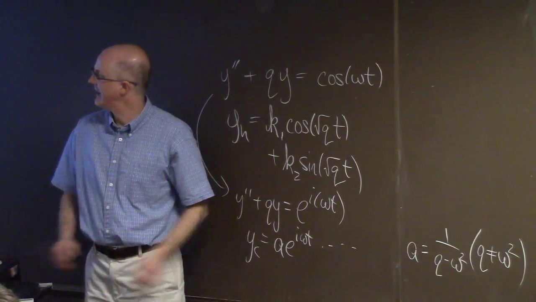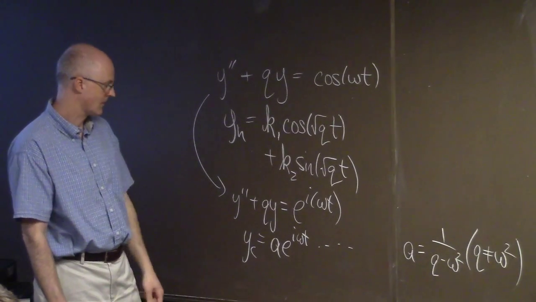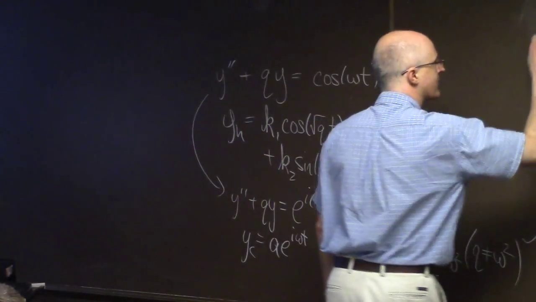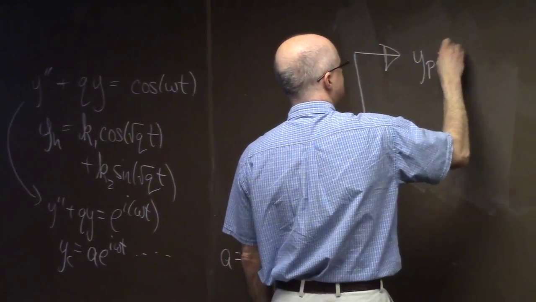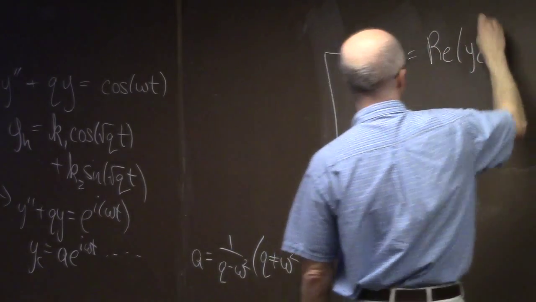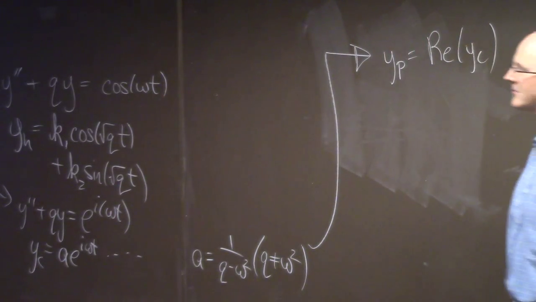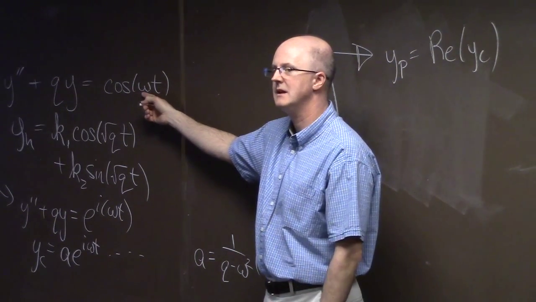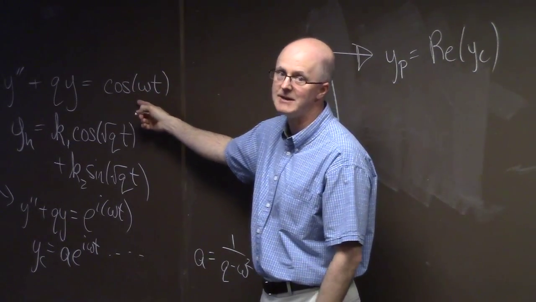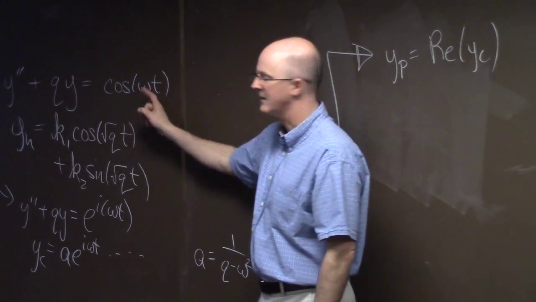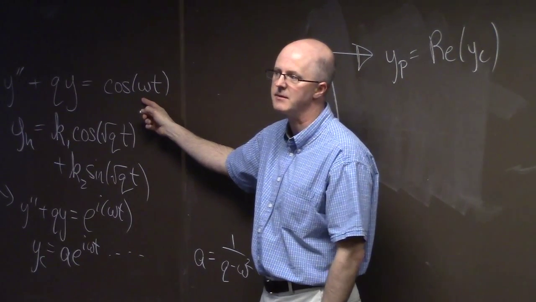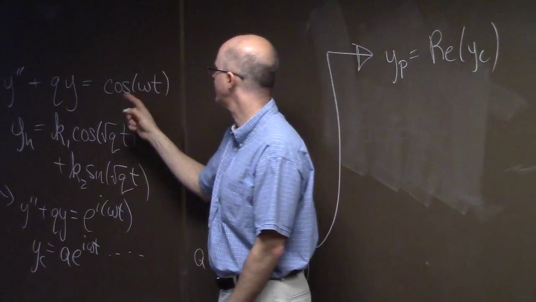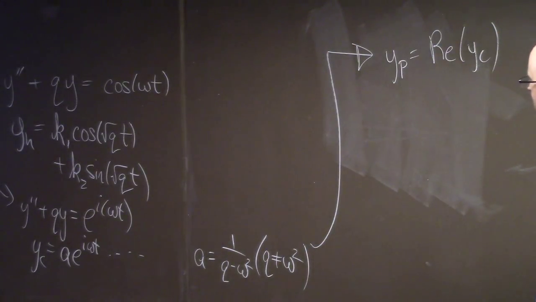All right, and then what do we do from there? Well, we got a yp from yc to be the real part of yc. Why the real part? Because the right-hand side of the non-homogeneous forced equation is a cosine. If it had been a sine, we'd take the imaginary part. I'm focusing on the cosine case because we're going to see that's a little easier to think about. I will probably mention the sine case on Friday, but we're focused on the cosine case for the right-hand side.